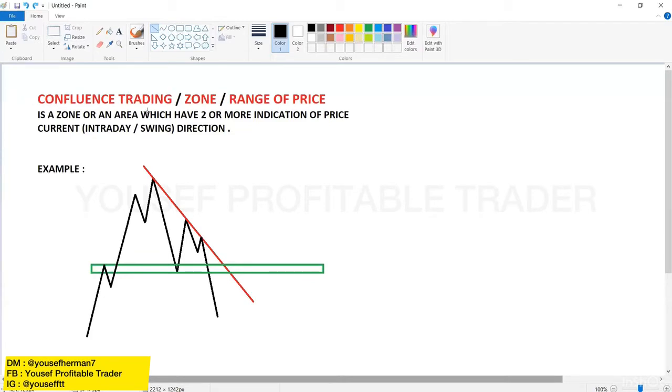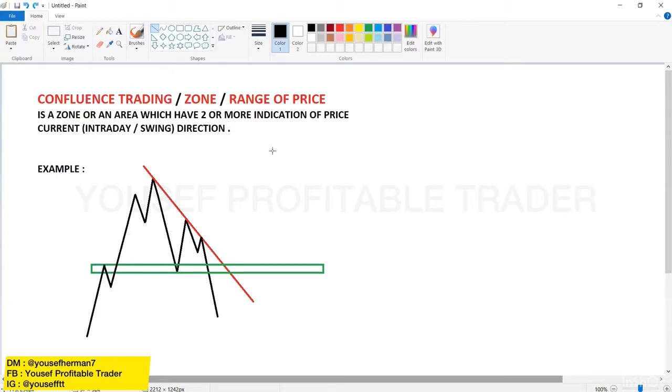So confluence trading, or you can also call it a confluence zone, or confluence range of price, is a zone or an area, a range of price, which has two or more indications of the current direction, regardless of whether it is intraday or swing.